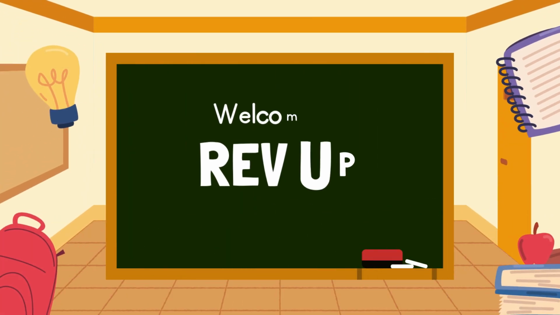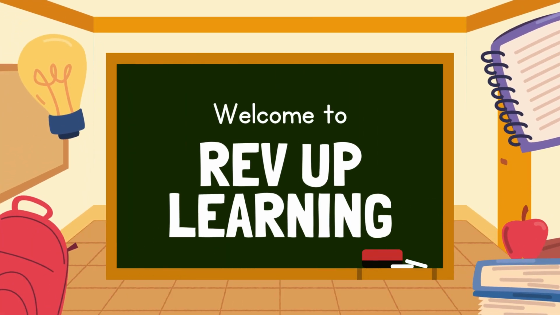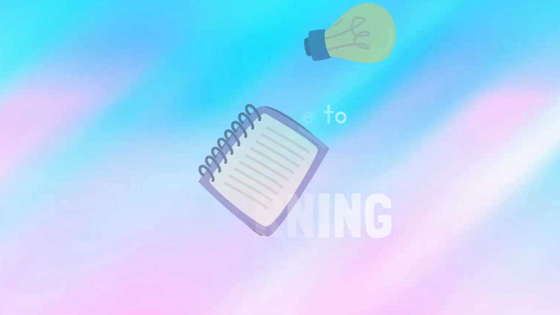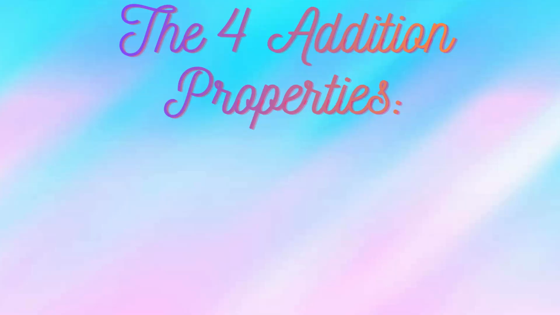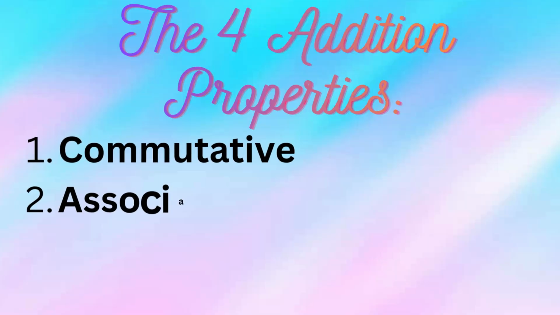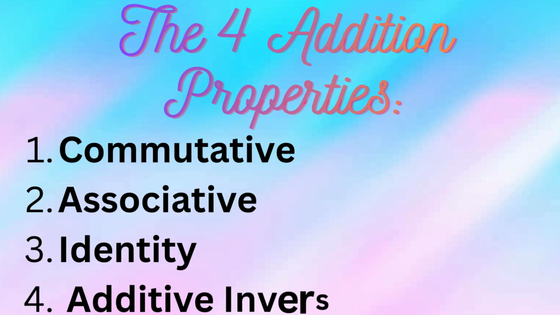Today we're talking about something super important in math, and these are called the properties of addition. These are very little rules that always work, no matter what numbers you're adding, and once you know them, math gets even way easier. Let's dive in. There are 4 properties you need to know. They are commutative, associative, identity, and finally the additive inverse property.